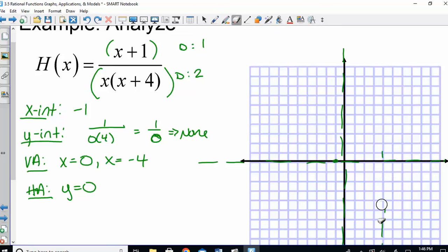Yeah, it's negative 4. I just wasn't paying any attention. Sorry about that.